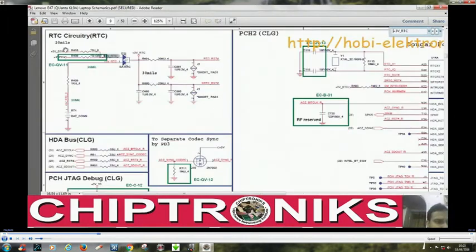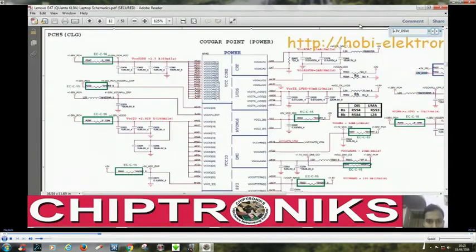Okay. Now the second thing is we go back to the plus 3V underscore RTC, alright, and you can see this is plus 3V underscore DSW. Now let's search from where this plus 3V underscore DSW is coming, alright.